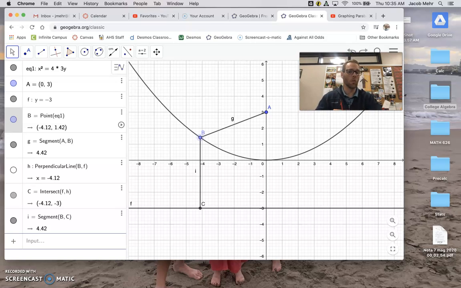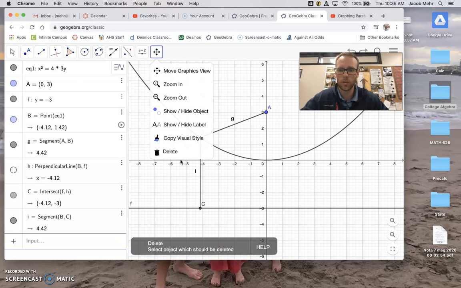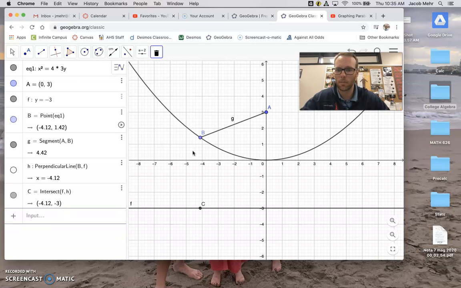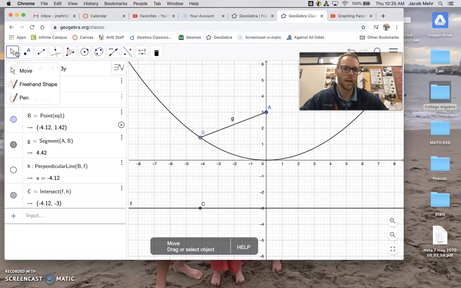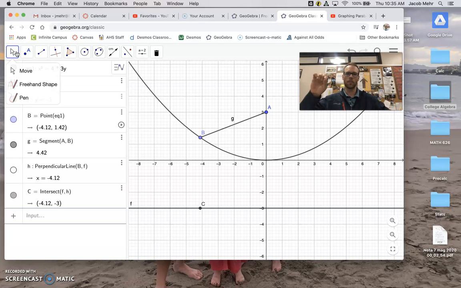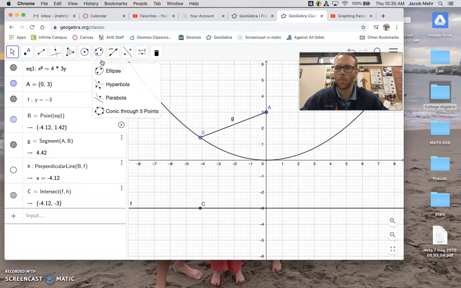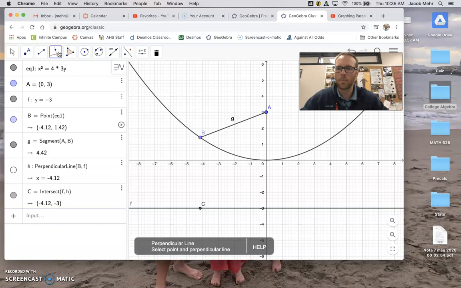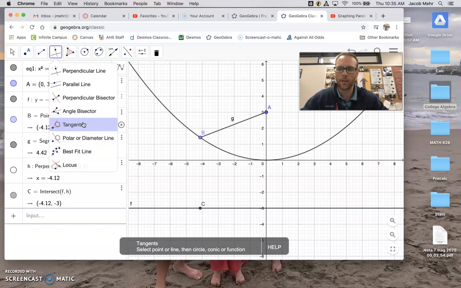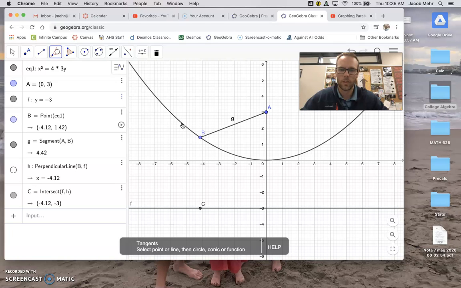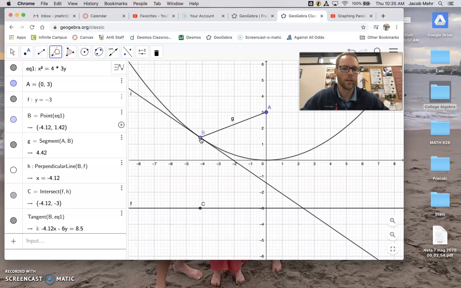Now, there's a couple other things that I want to show you here. Let's delete this perpendicular segment for a moment. Now, remember when we talked about an ellipse, there was a reflection property where if we took something from one focus and shot it out, it reflected off the ellipse and went to the other focus. Well, here's what I want you to notice now. Like I did with the ellipse, I'm going to make a tangent line to my parabola at that point.